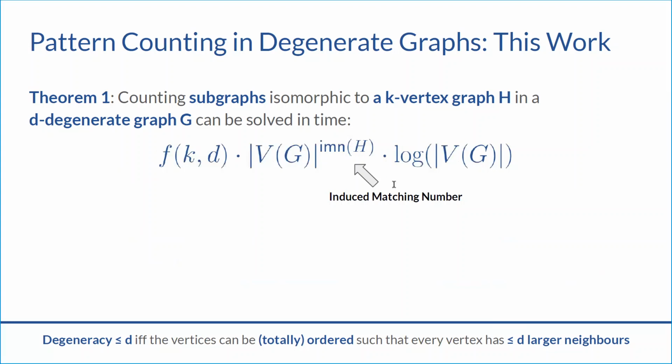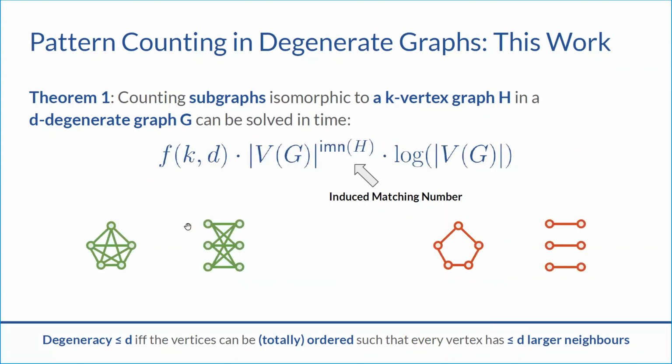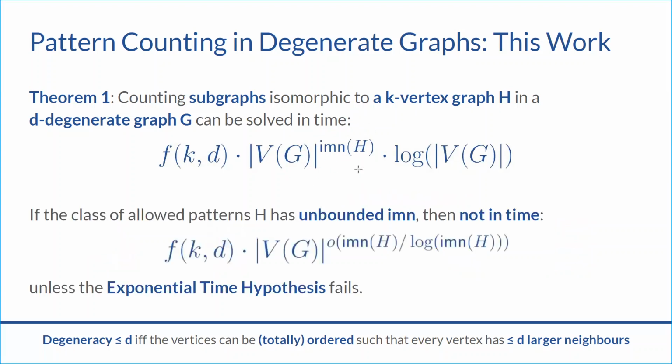Here, the induced matching number of a graph is the size of the largest induced matching. For example, cliques and bicliques have induced matching number 1, but cycles and matchings can have arbitrarily large induced matching numbers. And we complemented this algorithm with an almost tight lower bound.